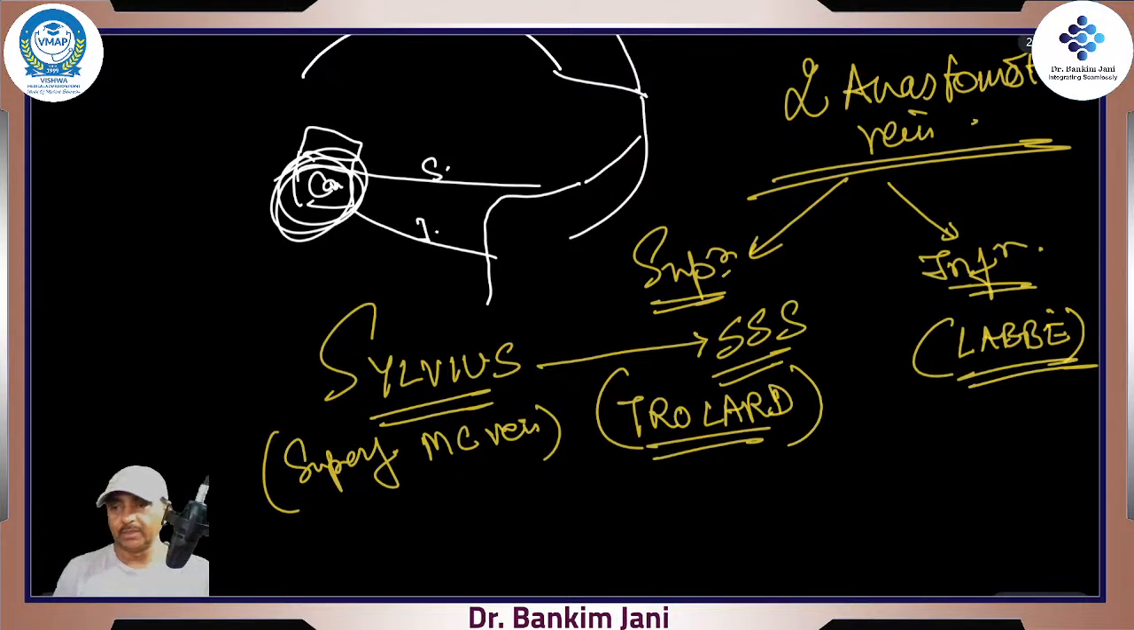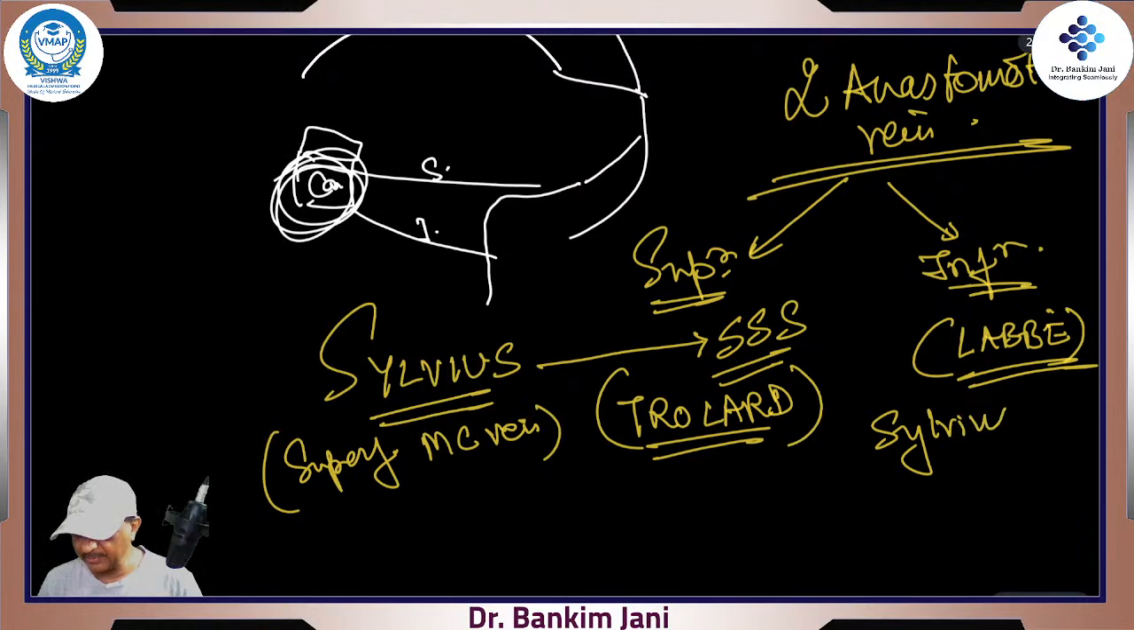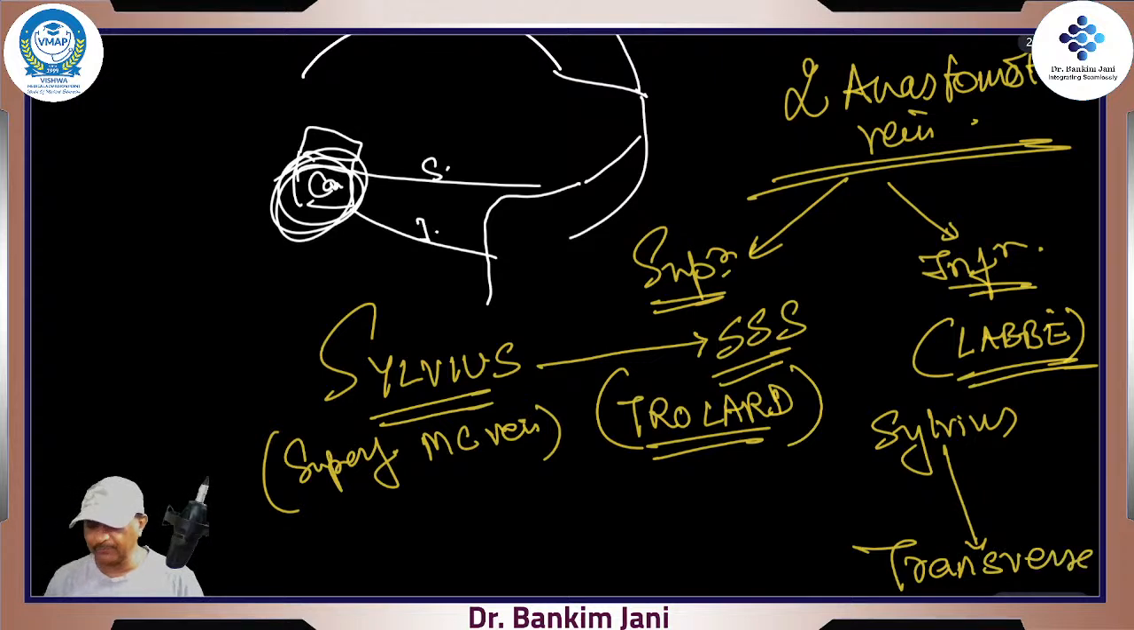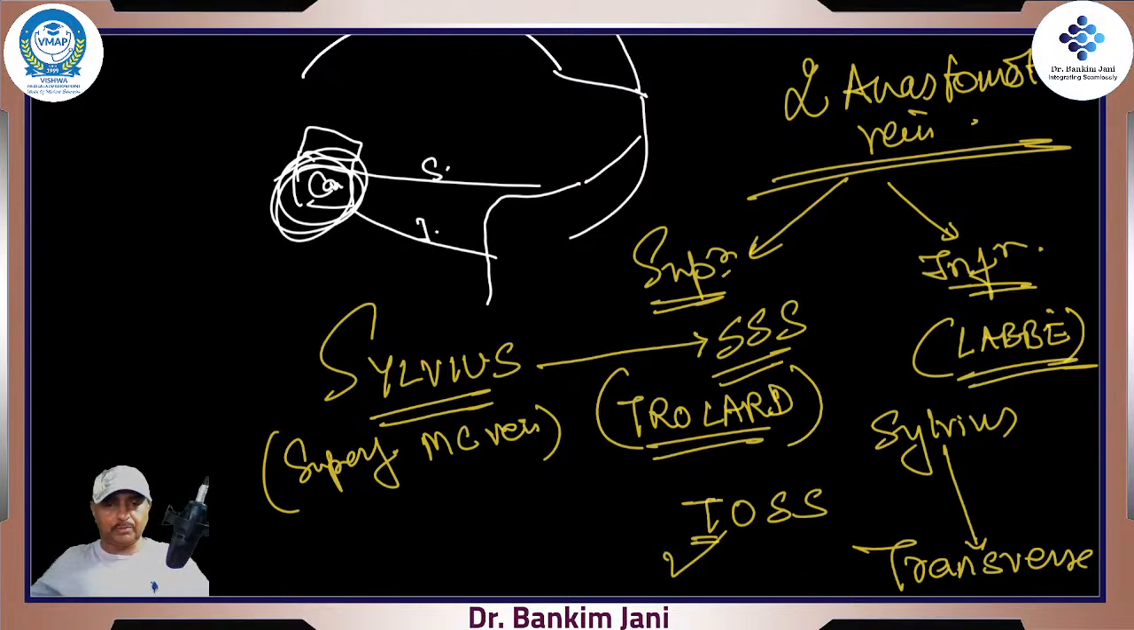Labbe. So that would be connecting sylvius to transverse, right? So this is sylvius to transverse. And how is the transverse getting formed? Well, remember that confluence of sinuses, right? This one is on both sides, because it goes on the inside of the occipital bone on both sides. So that is the transverse, right?